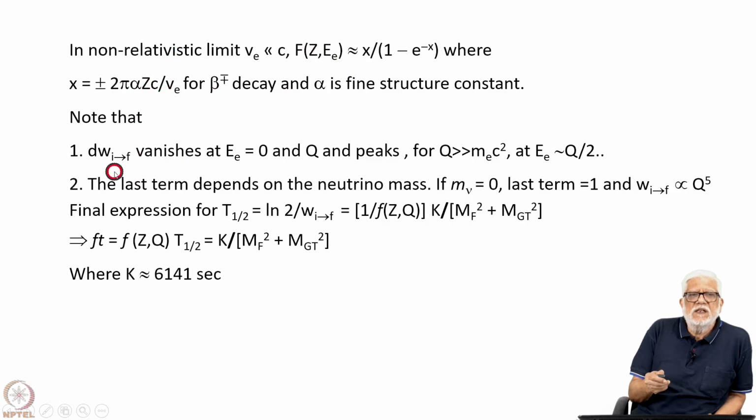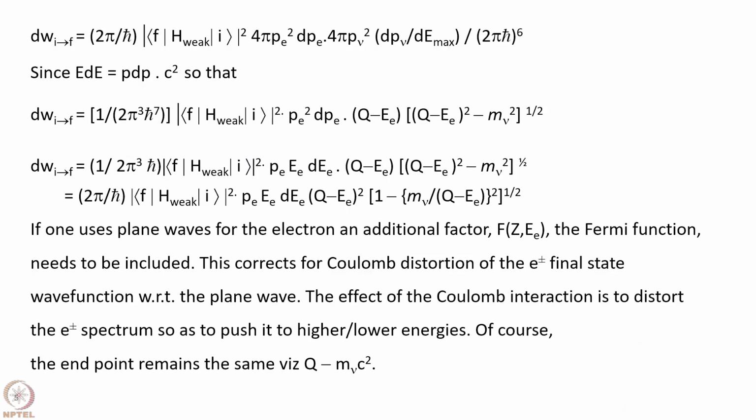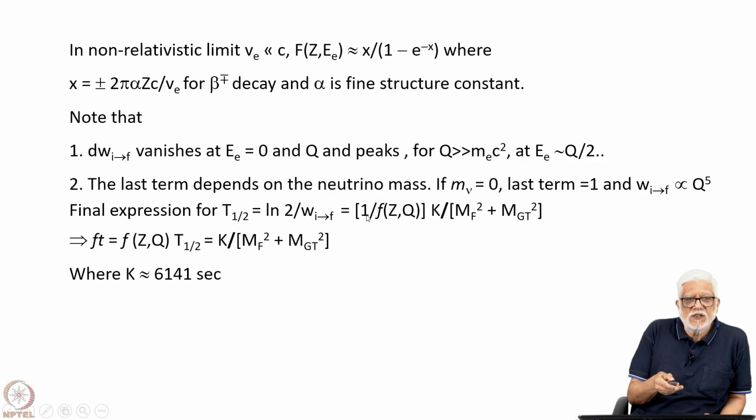So one can see that this dW, the partial decay probability, vanishes at E, the electron energy, equal to 0. So you can go back to the earlier slide. Here it's proportional to E and (Q minus E). Okay, so it is 0 both at the beginning of the spectrum and at the end of the spectrum.